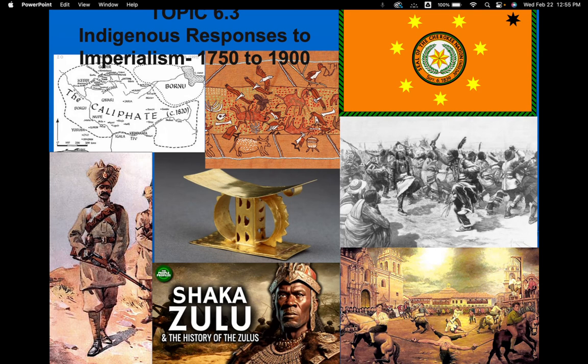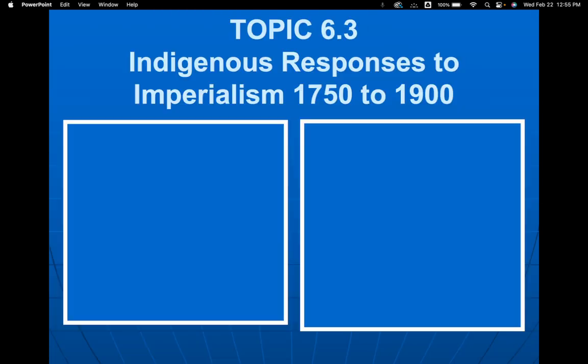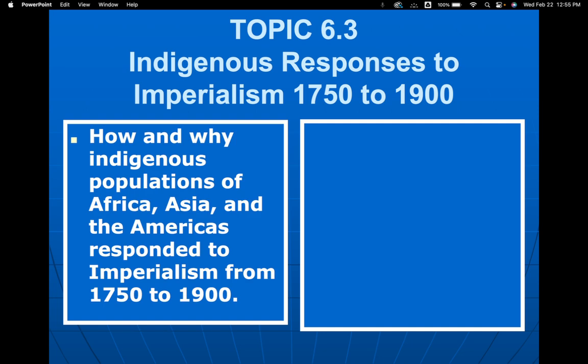So as you see by these pictures, when the strong nations came to Africa, to the Americas, to Asia, and the Pacific, they just didn't lie down and say, hey, take us over. They responded in very different ways. So essentially, what we're focusing on is not only how indigenous populations of Africa, Asia, and the Americas responded to imperialism, but also why they responded in the ways that they did.